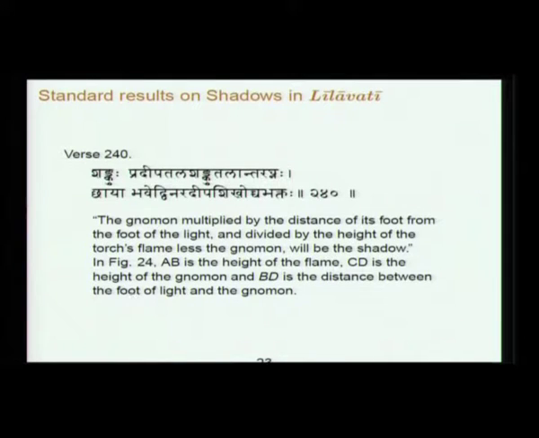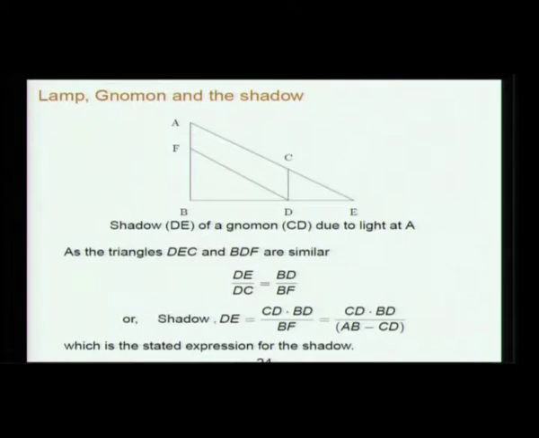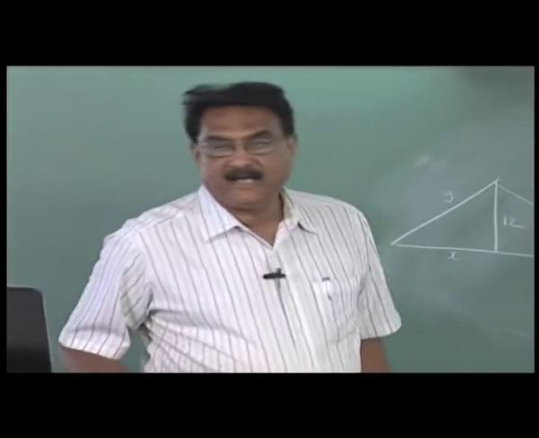Okay. Now, the standard results on shadows in Leelavati, again we know that if there is a gnomon, then the shadow is caused due to the lamp here. Okay. So, then the shadow DE is CD into BD divided by AB minus CD. Okay. So, this is the stated expression for the shadow. So, this we have seen, it can be applied to eclipses and other things, right.